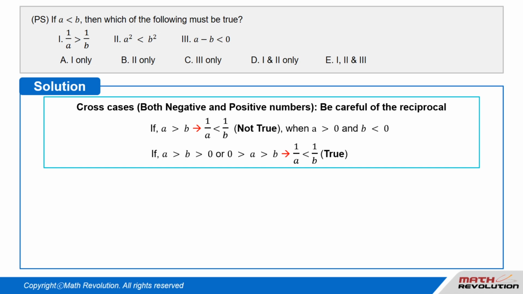However, if A is greater than B, which is greater than 0, or 0 is greater than A, which is greater than B, then 1 over A is smaller than 1 over B will be true.